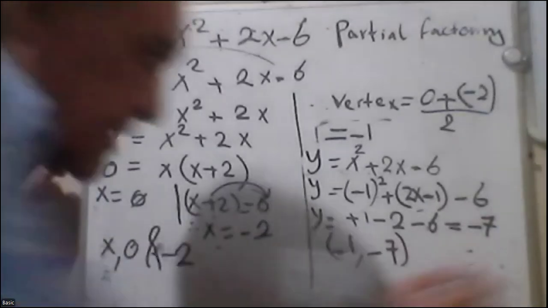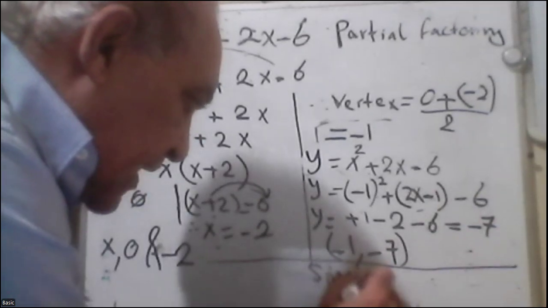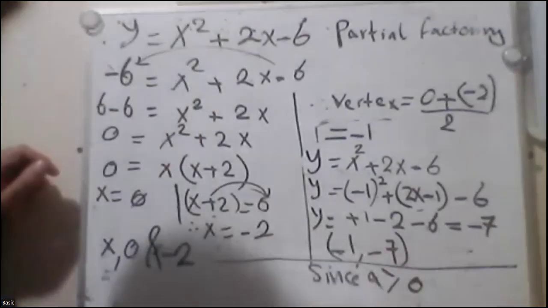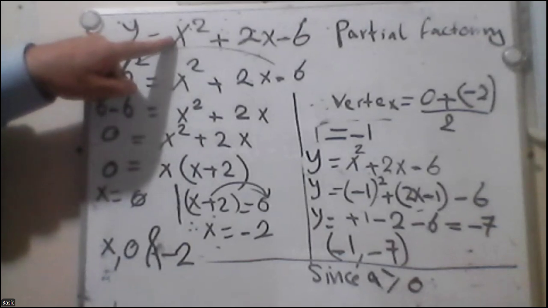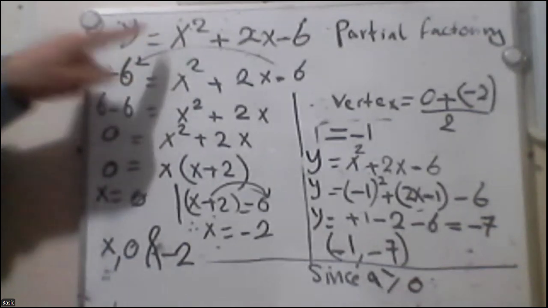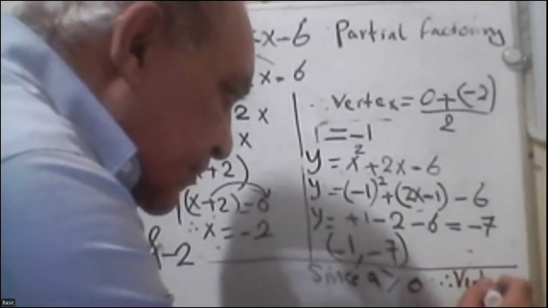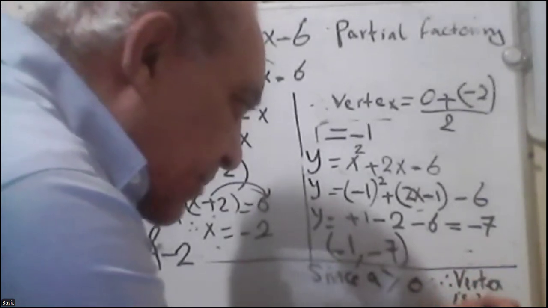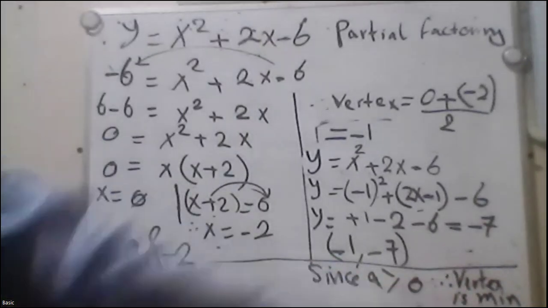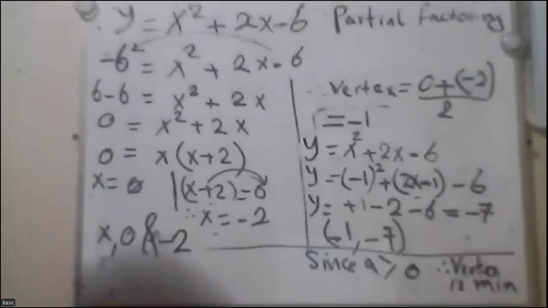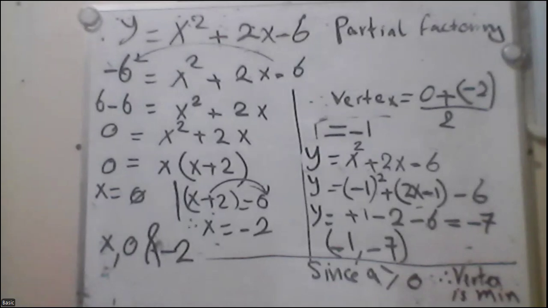Since a, we would say like this: since a is greater than 0. What is the a? The a is the factor in front of the x squared. So it's 1, which is greater than 0. Then the vertex is min. The vertex will be min. As long as it's greater than 0, then the vertex here will be min. That's everything regarding this example.